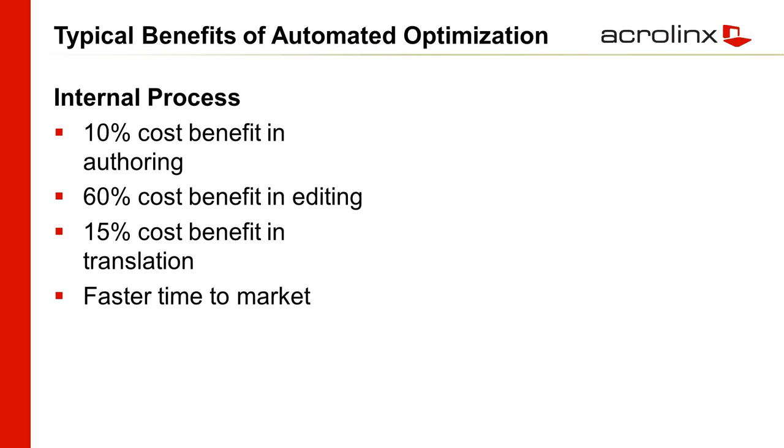Internally, typically, customers see cost benefits up to 10% in the authoring process. A significant reduction in editing costs, because Acrolinx can help editors catch so many problems that editors are typically stuck with catching, if there are any editors left. In many organizations, there is little or no capacity for editing anyway, but in those cases where there are, Acrolinx can find problems before they get to the editors, report them to the author, and eliminate the cycle of going from the author to the editor, back to the author, back to being fixed, back to the editor.